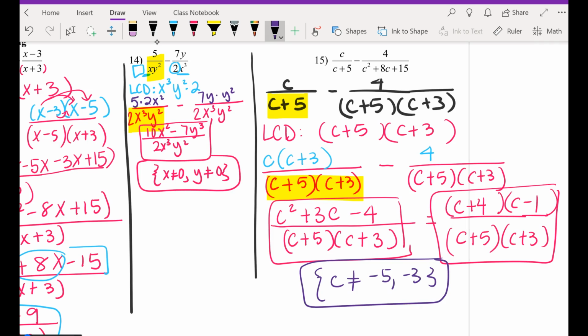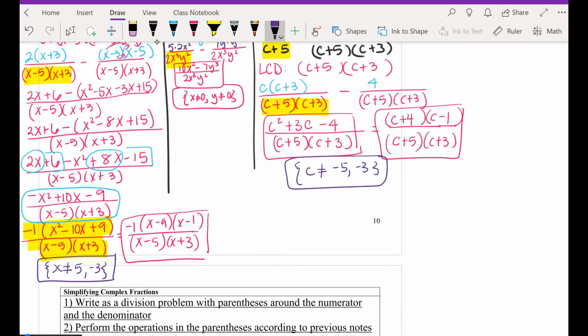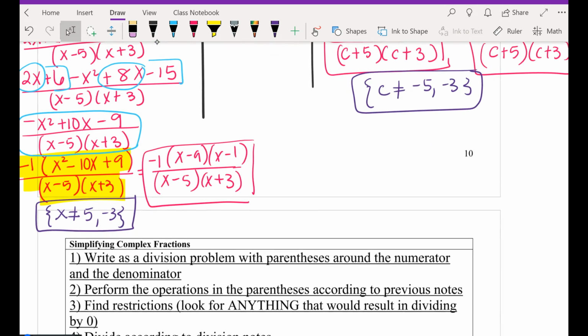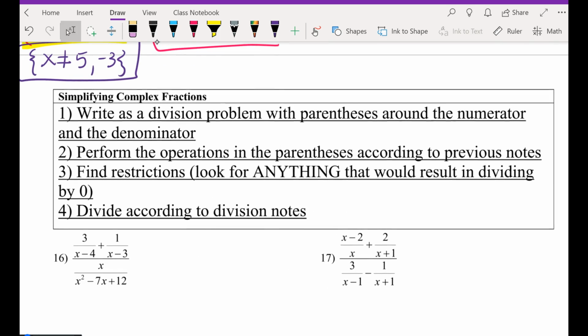Okay. Now, last couple of questions, and then we are done for this adding and subtracting. Go ahead and copy this down, and I'll give 2 minutes on our clock, and we'll read it again.